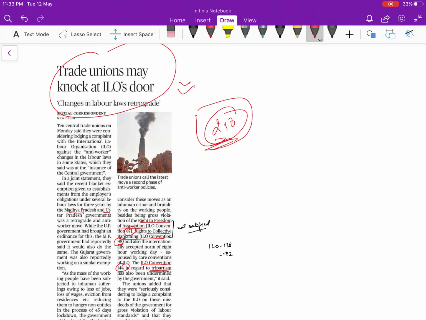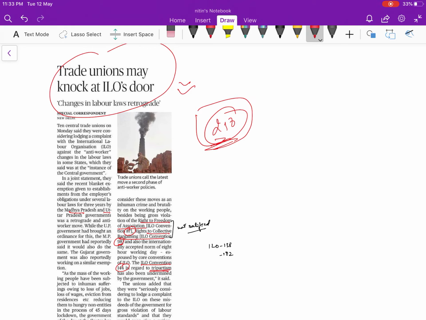So this has been a long pending reform, but now in the COVID-19 situation, many states have suspended the labor laws. UP has suspended the labor laws for the next 3 years, and some states have gone ahead with extending the working hours from 8 to 12 hours. These kinds of amendments to the labor laws have put apprehension and fear among the labor unions as well, because their main work is to protect the interests of the laborers, right?